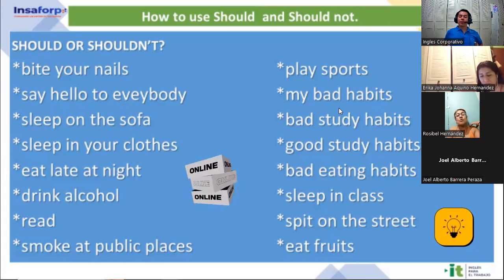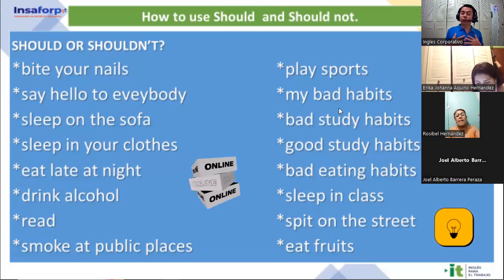O sea, de que esas solo son my. Yes, if you want. Si quiere hacerlas personal, o si quiere darlas como sugerencia. Cuando es sugerencia, diga, you should o you shouldn't. Pero si es personal, es I should o I shouldn't. ¿Qué? Come on.